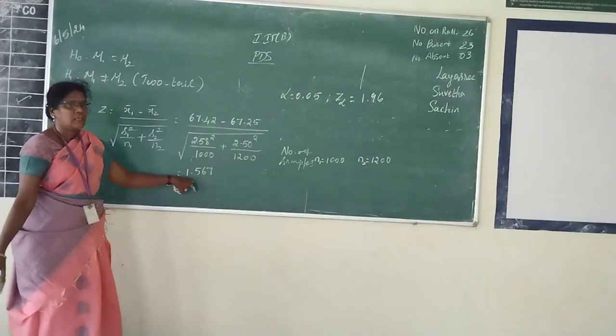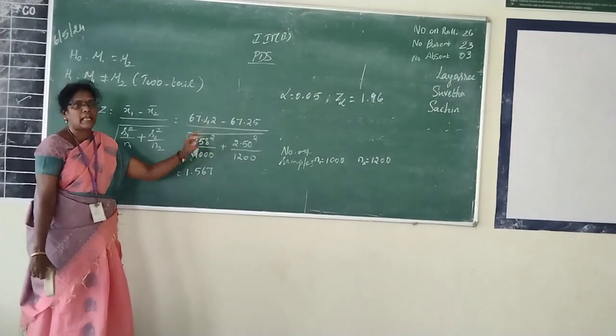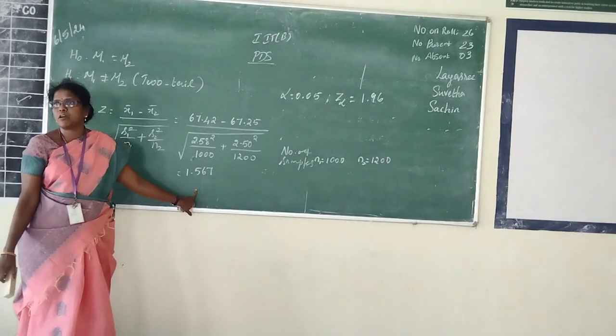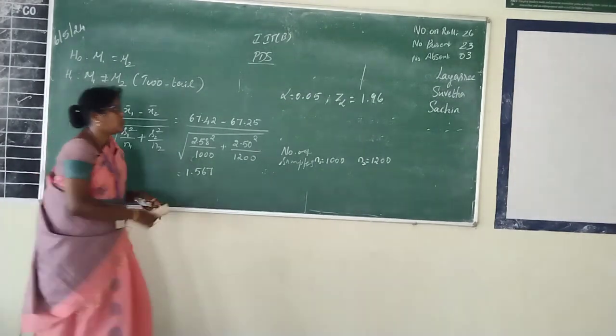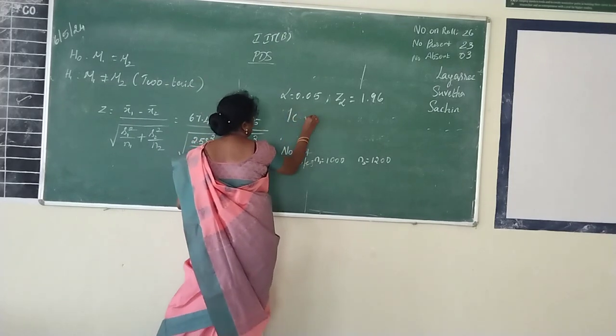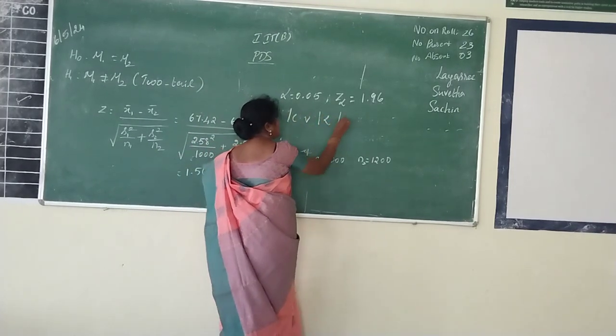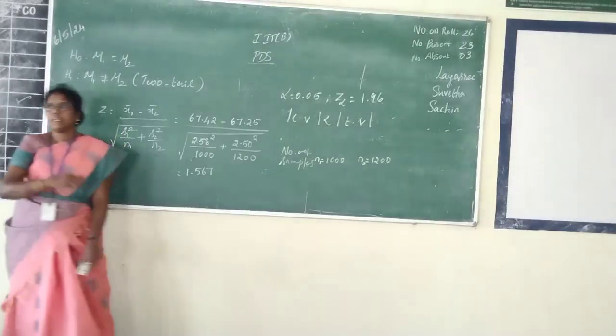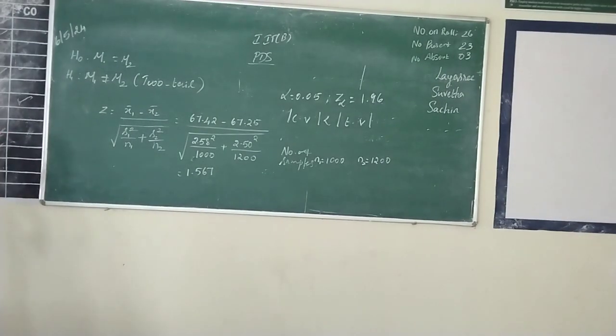Conclusion: compare. This is 1.5 and that is 1.96. Is this lesser or greater? Lesser. Lesser means accept or reject? Accept. So, since the modulus of the calculated value is less than the modulus of the table value, accept H naught. I am writing in short for my convenience; in your exam you will write this in full.